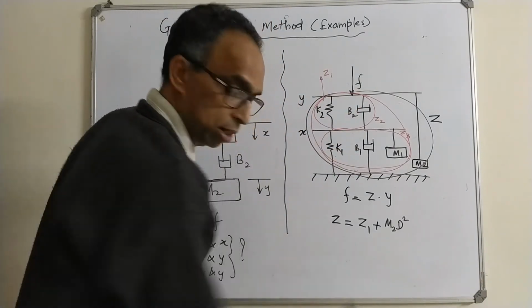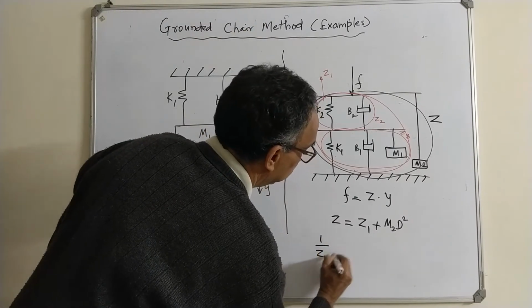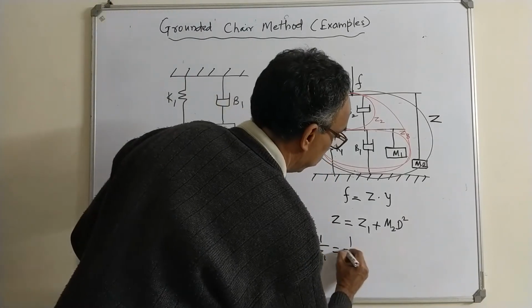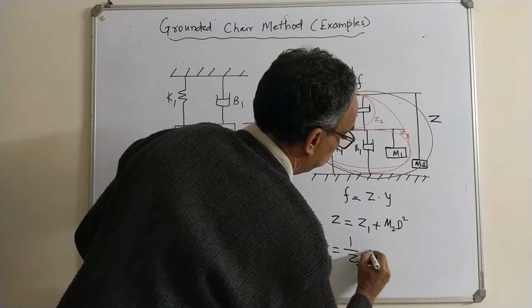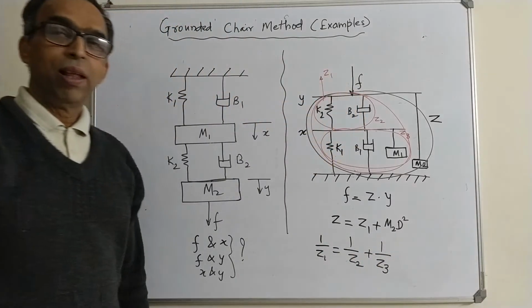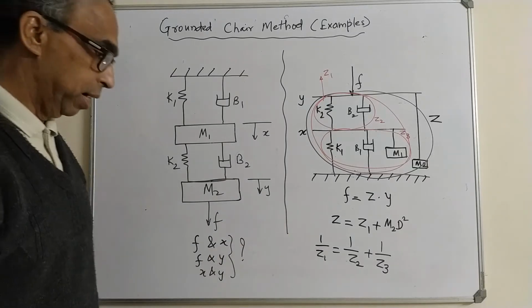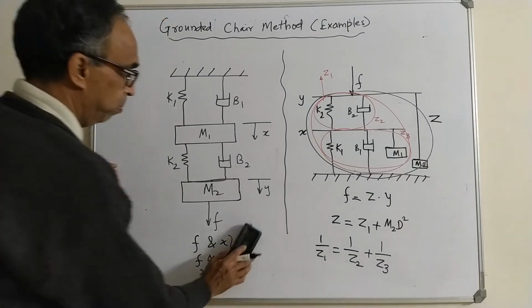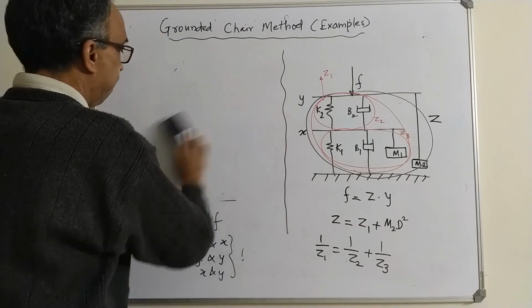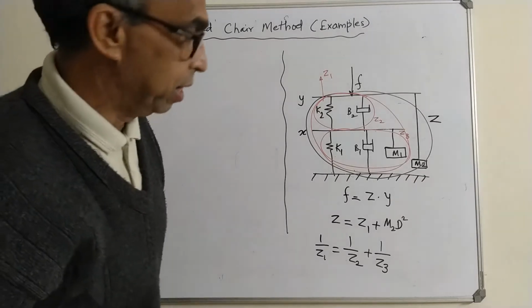So how do I write the equation? Parallel combination: 1 upon Z1 is equal to 1 upon Z2 plus 1 upon Z3. Please be attentive.